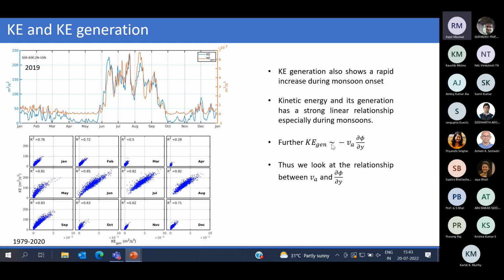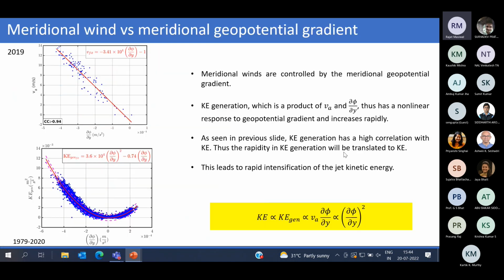But we had already seen that this kinetic energy generation mostly comes from its meridional component, given by this expression, VA times dφ/dy, VA being the cross-isobaric meridional wind and dφ/dy being the meridional geopotential gradient. So we now look at the relationship between these two terms. The figure on the top shows a scatter between dφ/dy and VA, and we can see a nice strong relationship between these two terms.